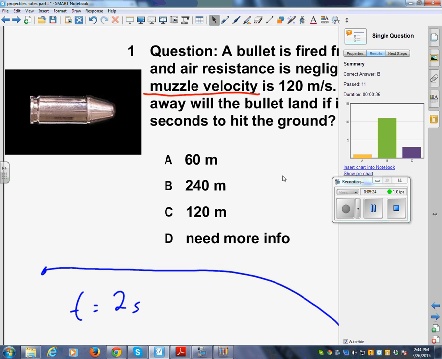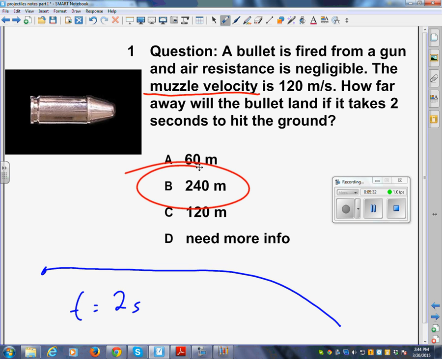Yes, the answer is B. 120 in the first second, 120 in the second second. 240 meters. Right? How far? 120 meters per second.